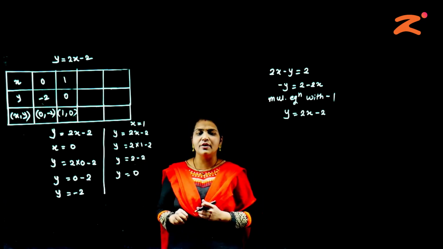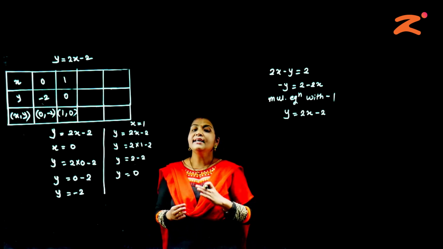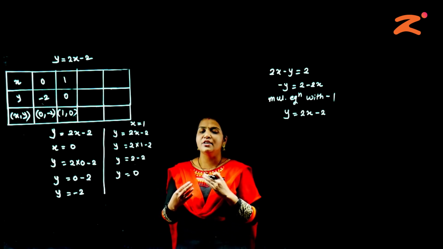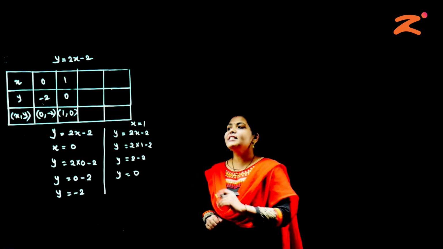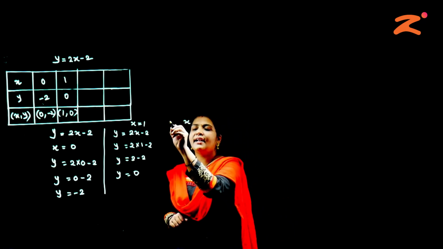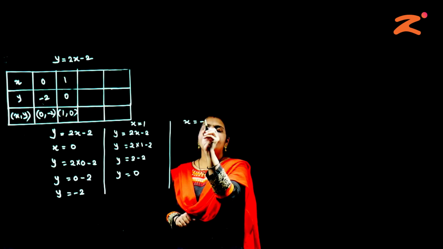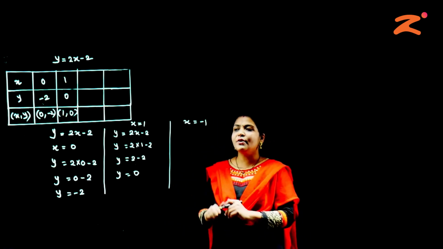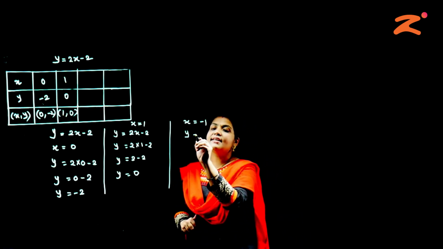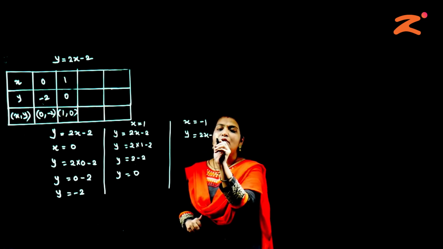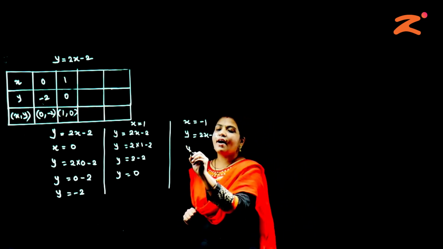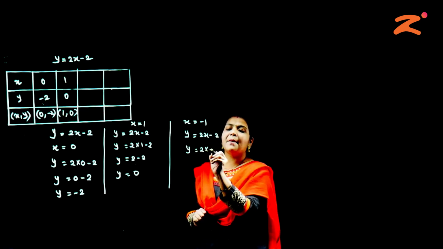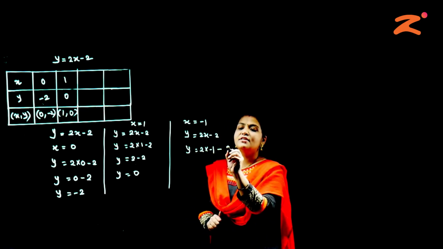So here in this equation now we are going to take that x is equals to -1. Now we are going to choose the value for x, that is -1. So here we will write that x is equals to -1. Let us put that value in this equation. y is equals to 2x minus 2. In place of x we are going to write x is equals to -1. So y is equals to 2 multiplied by -1 minus 2.